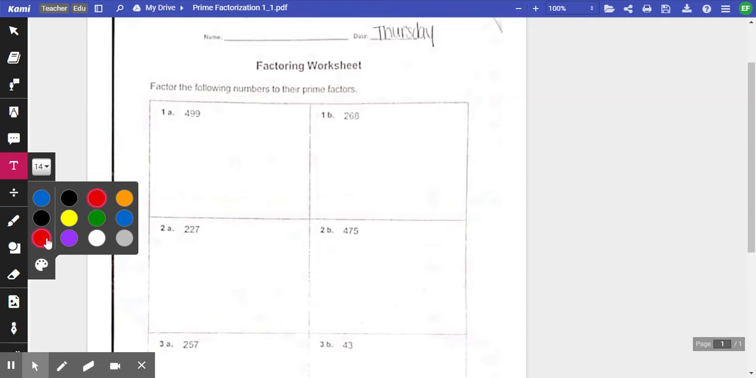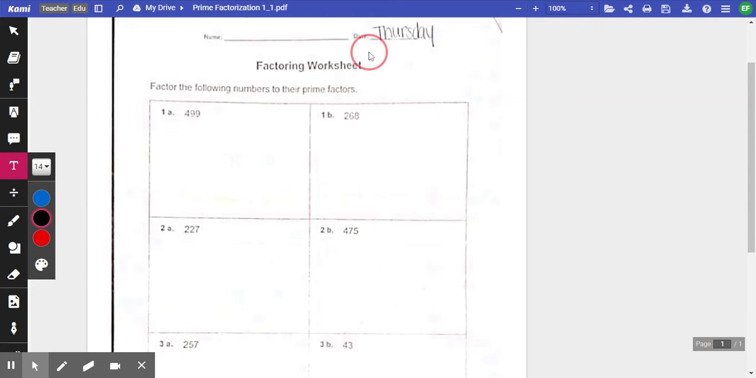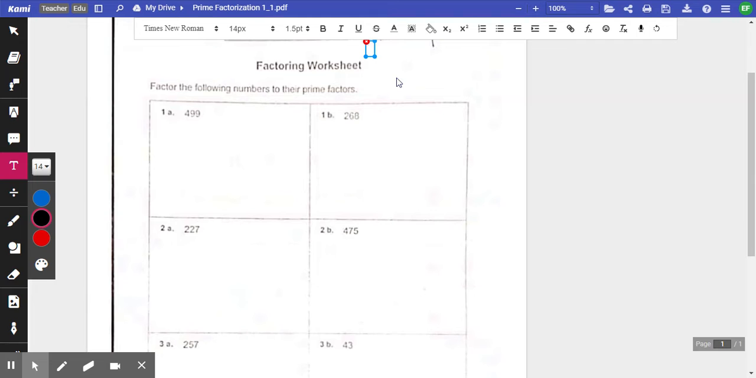Hey guys, our video today is just a little bit different because I have to use Screencastify, but we should still be able to cover the topic of prime factorization. So the first thing that I'm going to do is type the definition of prime factorization.